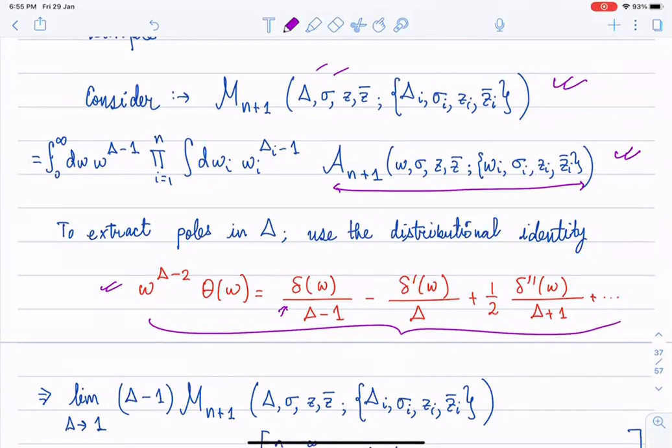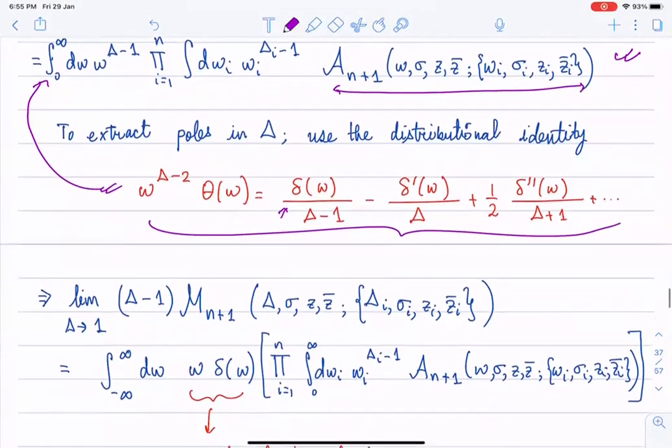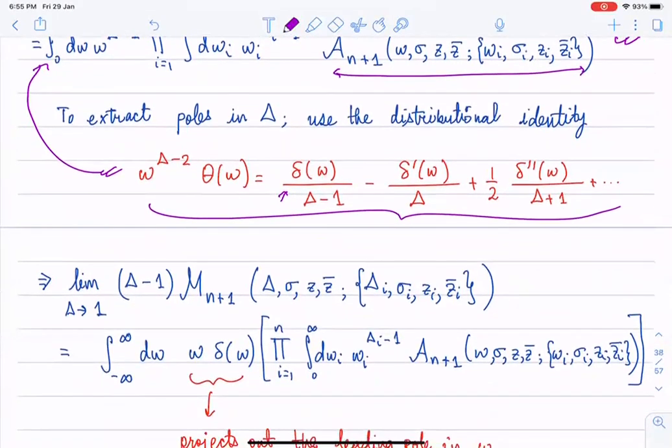So if you insert this distributional identity inside this definition of the Mellin amplitude, and then take the limit where delta tends to 1, then what you essentially have is that you pick up the first term from here, right? In that case you pick up the residue of this pole at delta equal to 1, and you get some formula which looks like this.